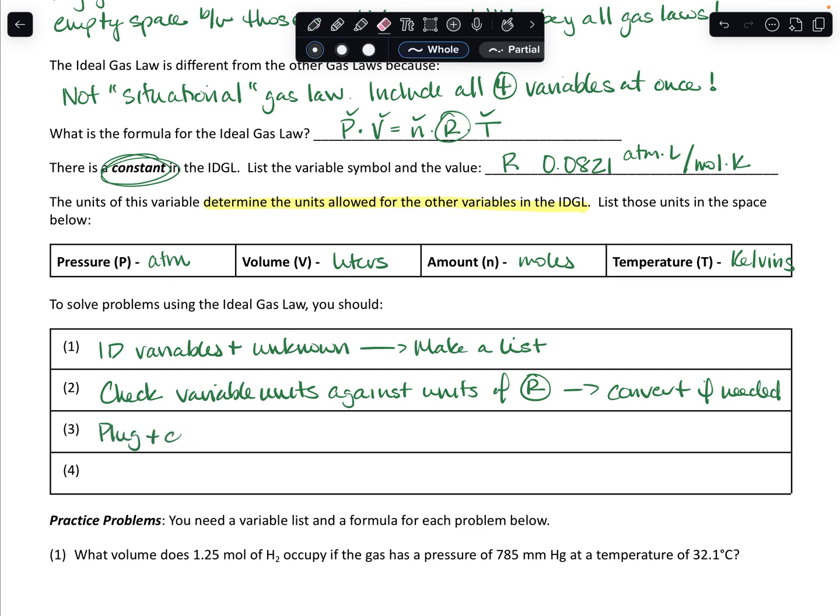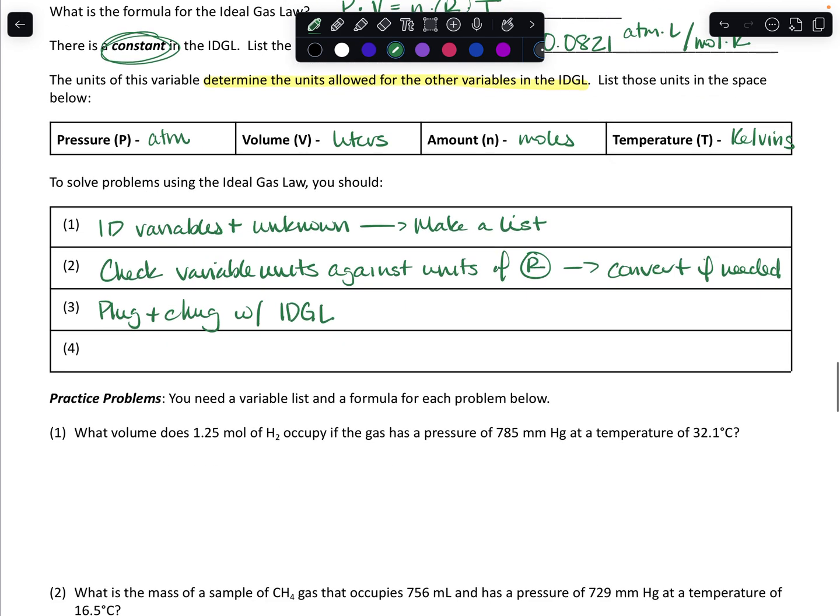Once you're done, you are going to plug and chug just like last time, and you're going to use the ideal gas law formula for that. And then check that your answer has the units asked for in the problem. And what do I mean by that?